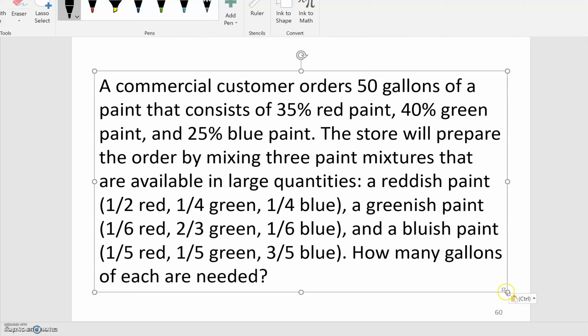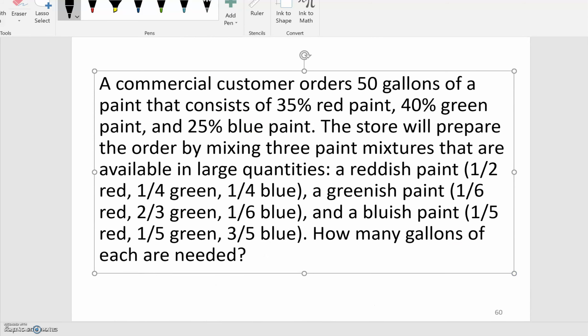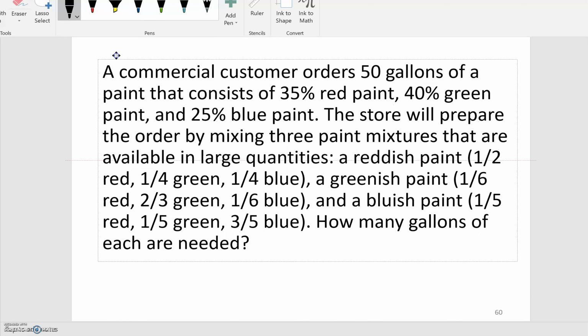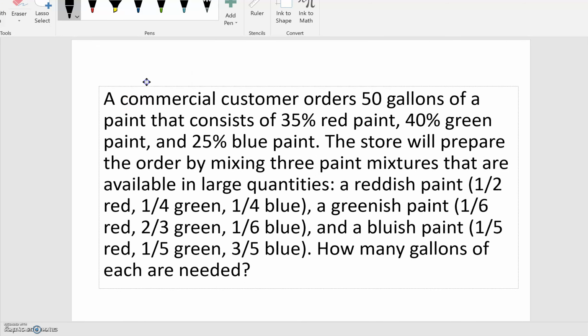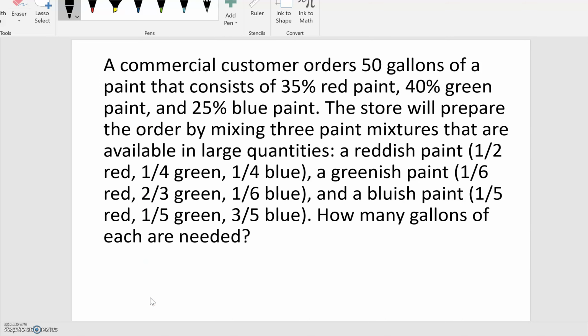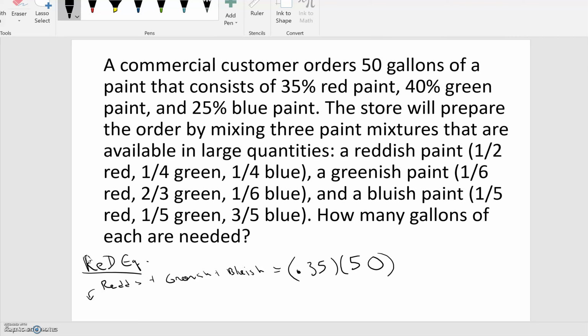I'm going to copy this down again. It's too big. Let me move it out of the way, just so we keep all the information on the same page. So a pure red equation. We're going to have the reddish plus the greenish plus the bluish equals 0.35 times 50. And how much red is in the reddish? Well, it is 1/2 red. Remember, this was R. So this would be 1/2 R.